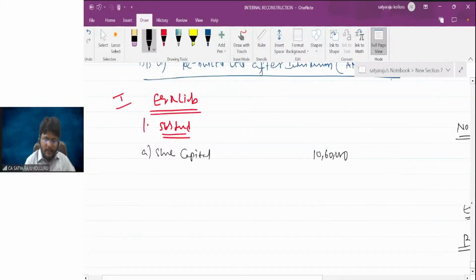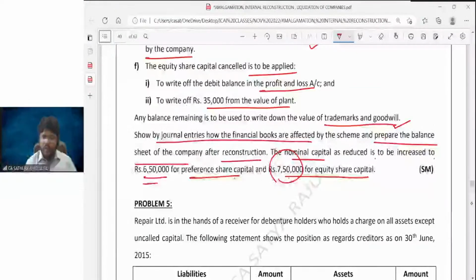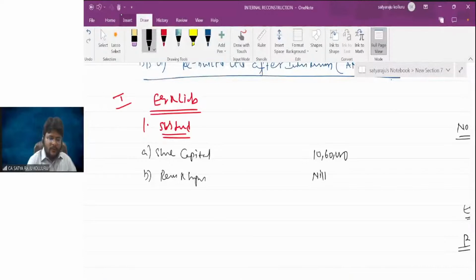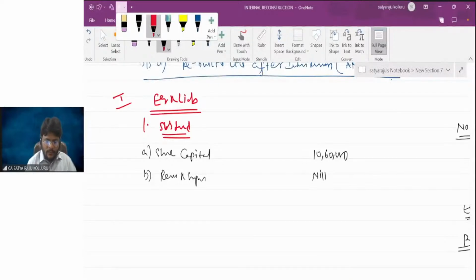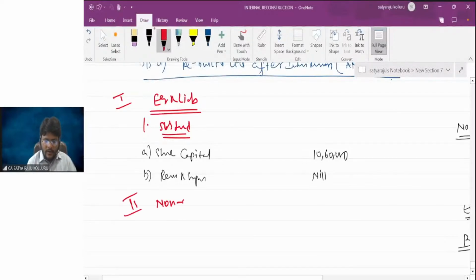10,60,000. Sir, is there any balance under reserves and surplus? Nil. Because the reconstruction balance is not sufficient to knock off the entire value of the goodwill and patents itself. That's why we have not transferred any amount to capital reserve. So the P&L account debit balance also vanished. Next, we can come to non-current liabilities.